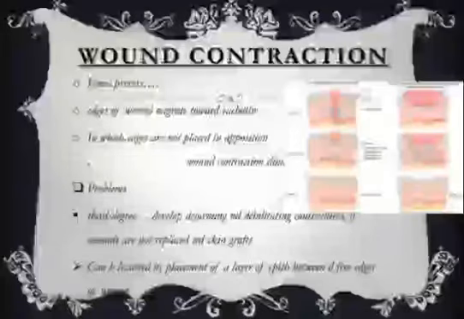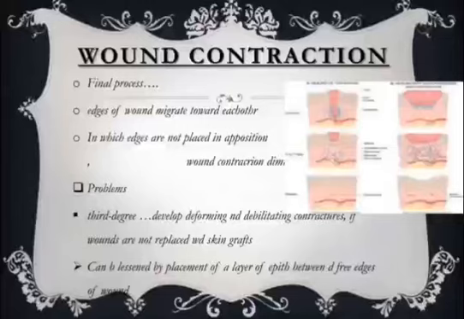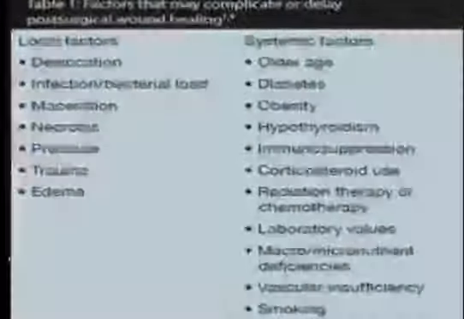Wound contraction is the final process, in which the edges of the wound migrate towards each other and are now placed in opposition. There will be problems like third degree burns, which develop deforming and debilitating contractures if the wounds are not replaced and the skin is not grafted. This can be lessened by the placement of a layer of epithelium between the free edges.